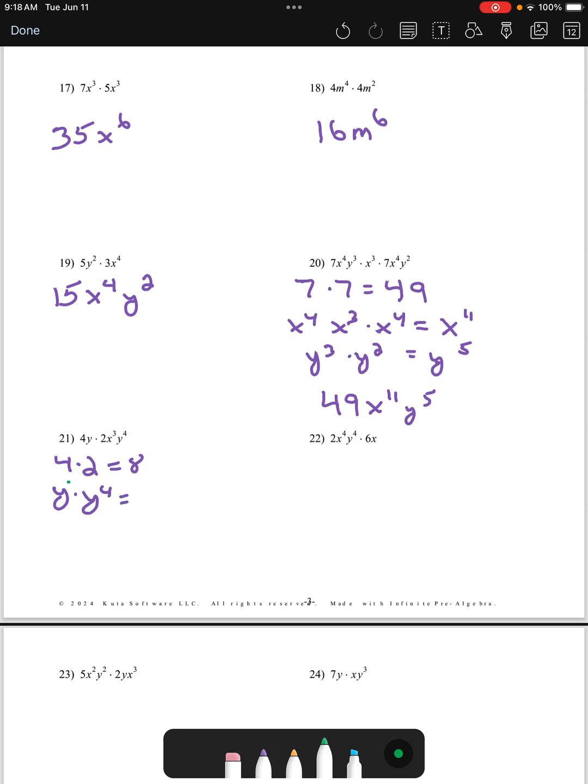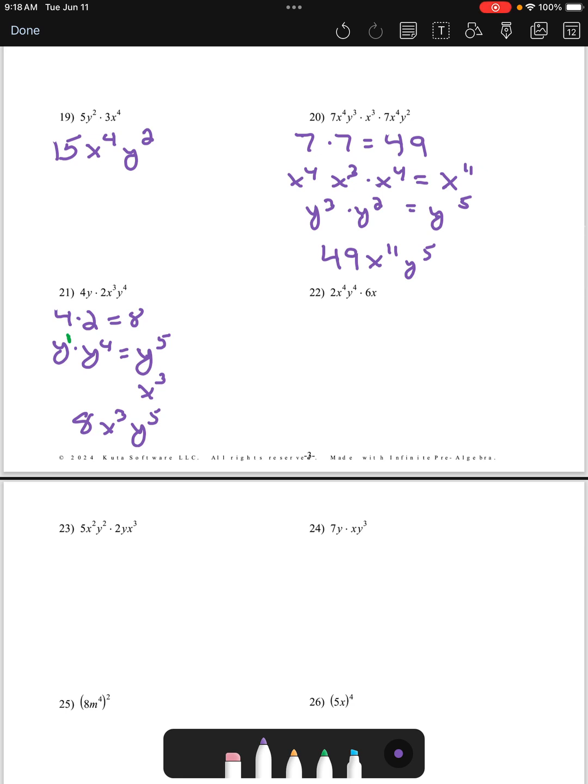In number 21, 4 times 2 is 8. Y times y to the fourth, remembering that that y has an invisible 1, is y to the fifth. And the x cubed doesn't have anything to combine with, so it's just there. In alphabetical order, we're going to have 8, x to the third, y to the fifth. At this point, I invite you to pause and try 22 through 24.